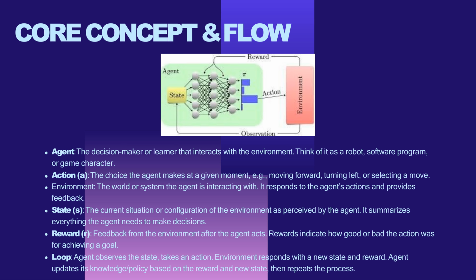4. State, S. This represents the current situation of the environment as perceived by the agent. It's like a snapshot of everything the agent needs to know to make a decision. 5. Reward, R. After the agent takes an action, the environment gives feedback in the form of a reward, which indicates how good or bad that action was. The process is cyclical. The agent observes the state, takes an action, and the environment responds with a new state and a reward. The agent then updates its knowledge based on this feedback and repeats the process. This loop is fundamental to how RL works.